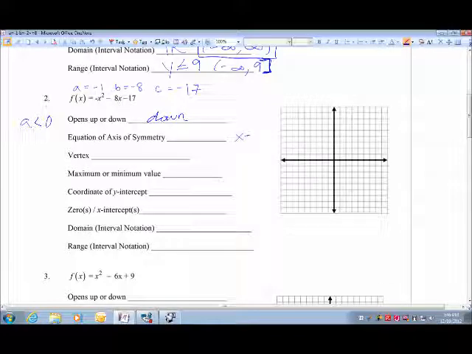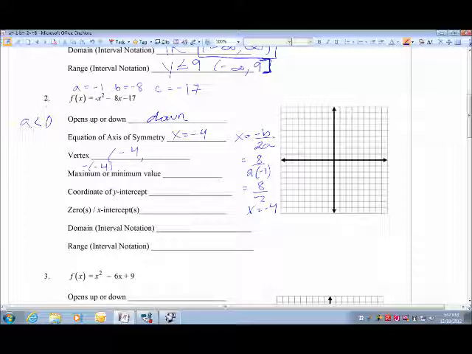My equation for my axis of symmetry is x equals -b over 2a. So we end up getting positive 8 over 2 times -1, which is 8 over -2. So x equals -4. My equation of axis of symmetry is x equals -4. And remember, my axis of symmetry is always my x value of my vertex. I take that vertex value and I plug it into the original function.